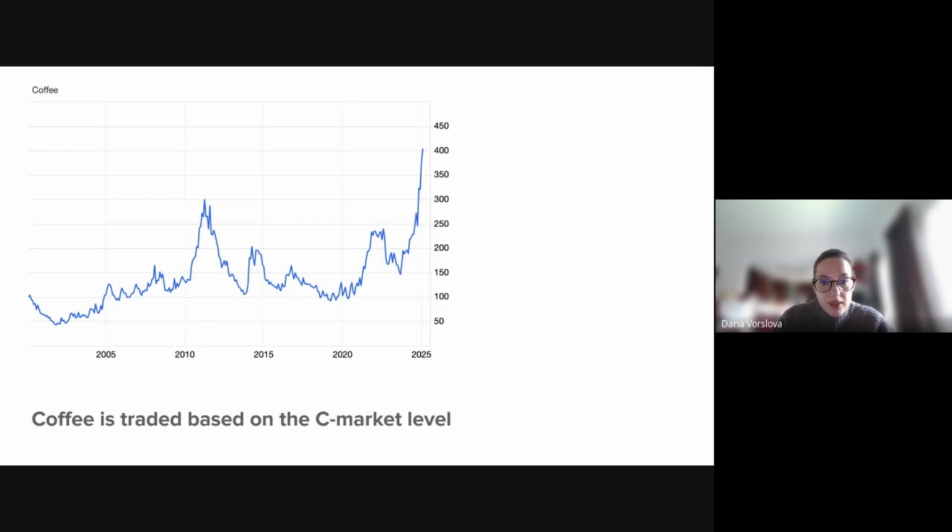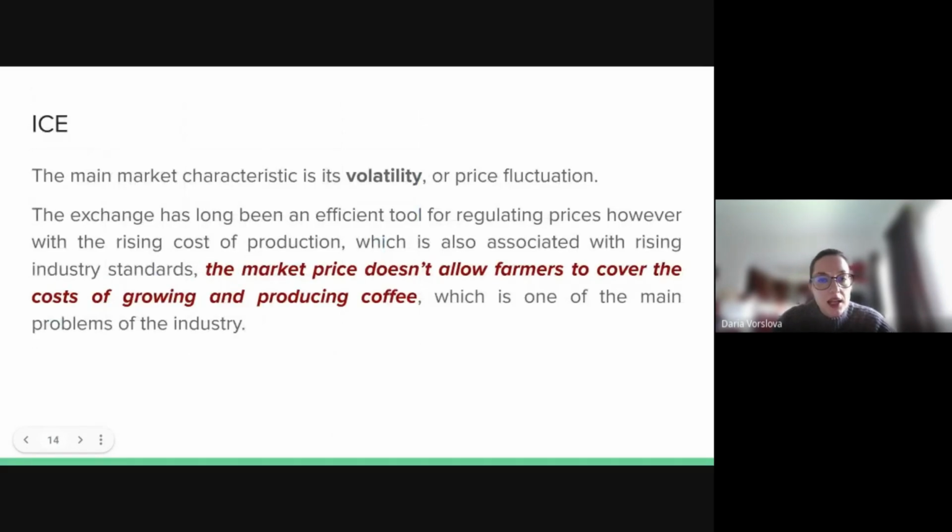So the coffee price is based on a C market, as I said. But the problem here is its volatility, right? So the price fluctuation is the problem for the farmer. Let me explain it to you better.